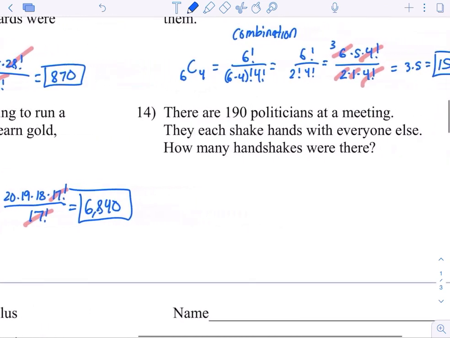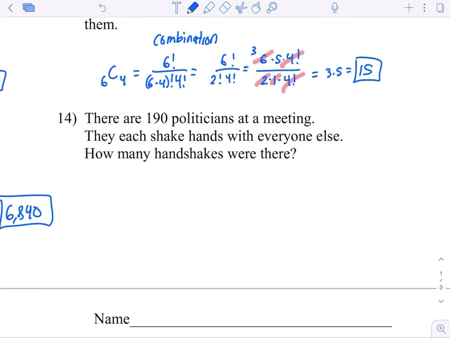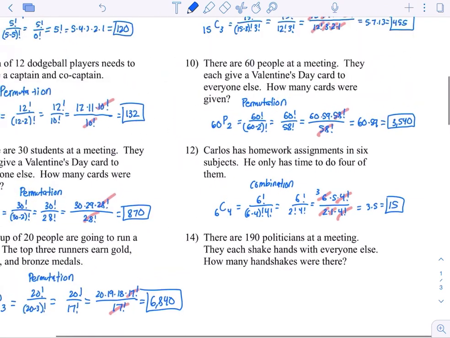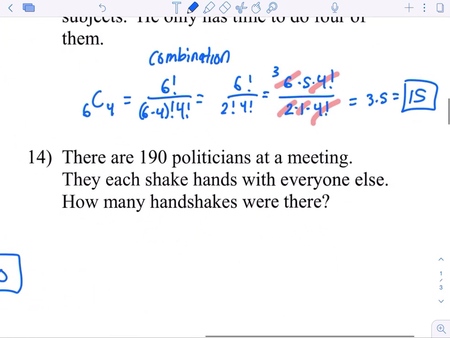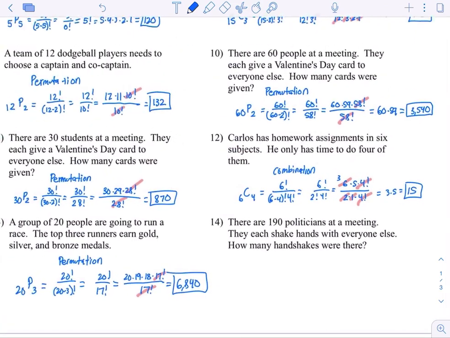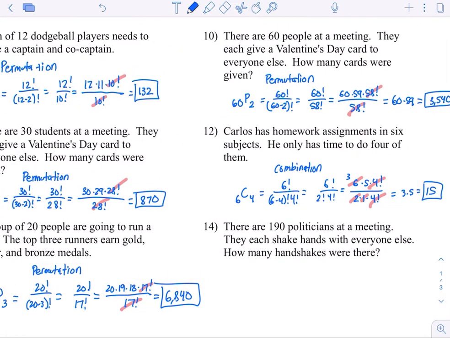Alright, there are 190 politicians at the meeting. They shake hands with everyone. How many times will they shake their hands? Okay, this one's a bit different from this one, you guys, because the act of shaking hands works for both. Like, for example, if you shake hands with someone, both of you have completed the task of shaking hands, right? It counts for both people. But for the Valentine's Day one, when you give a card to someone, that only counts for the person who gives it, not receives it, right?